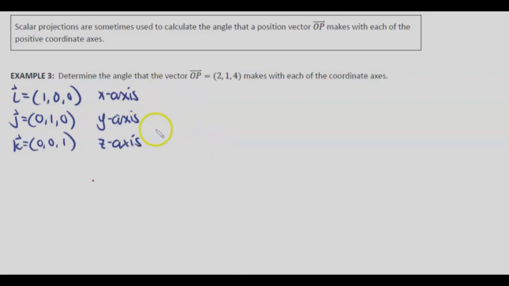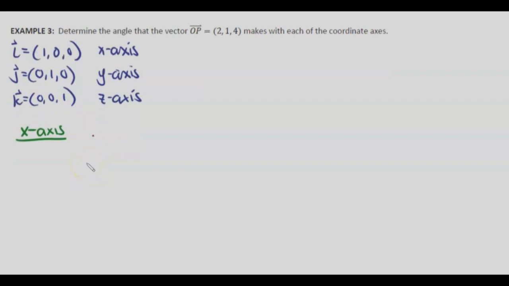Okay, so we're going to do this in 3 steps. First, let's find the angle that our vector OP makes with the x-axis. Okay, so we're going to go vector OP dot vector I is going to be equal to the magnitude of vector OP, the magnitude of vector I, cos alpha.